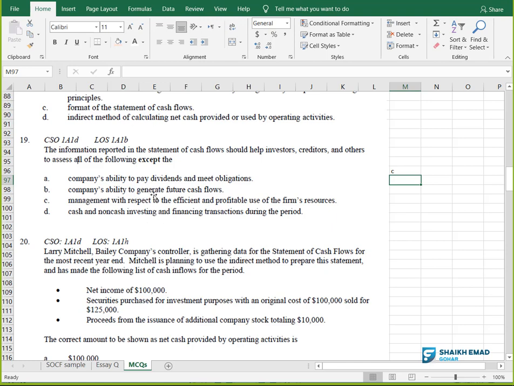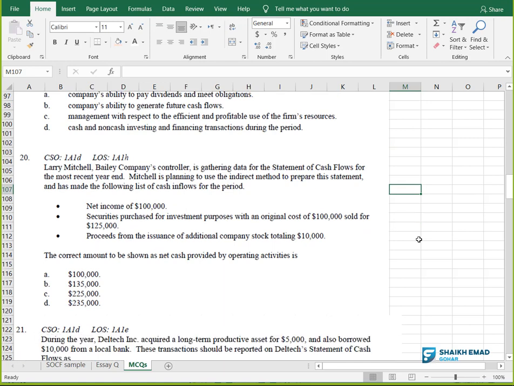So also it will help you to see whether the company has the ability to generate future cash flows, because you can see that they are making money from operations, right? And they are investing a lot in investing activities, right? So it means in future we are going to have cash flows. And then cash and non-cash investing and financing transactions, like all of the adjustments we do, that is the non-cash adjustments. So we can see that. But the management's efficient and profitable use of resources, that's not clear from the cash flow statement.